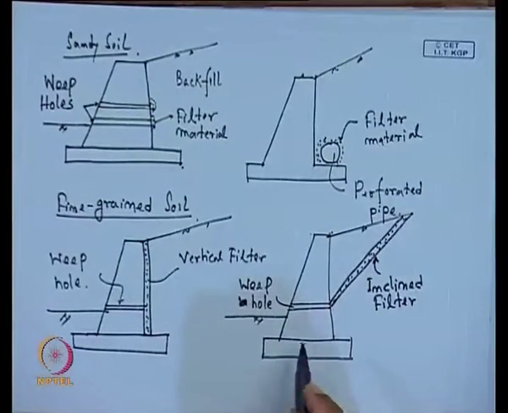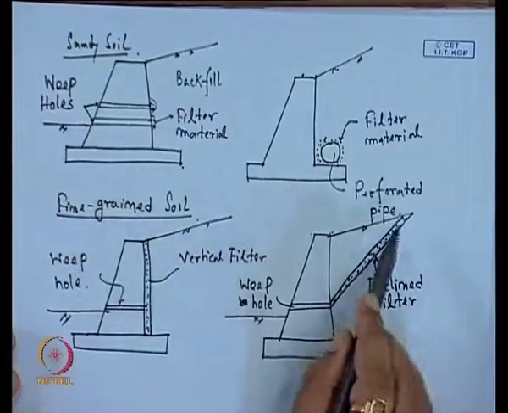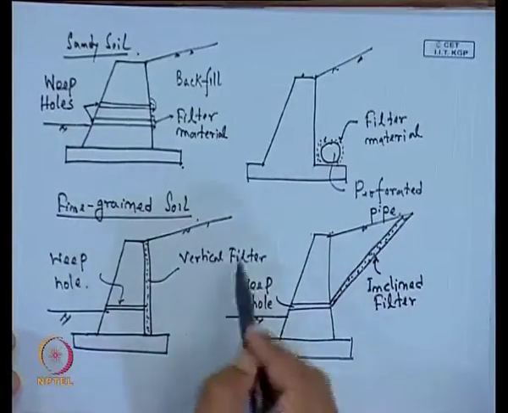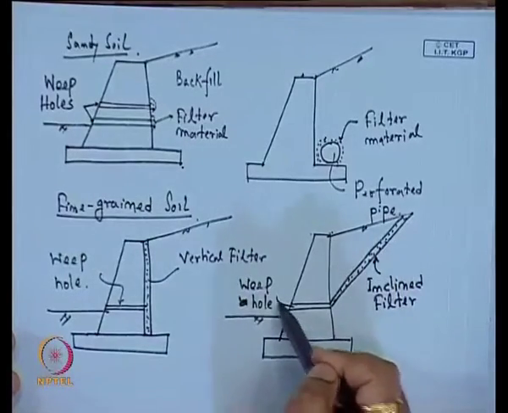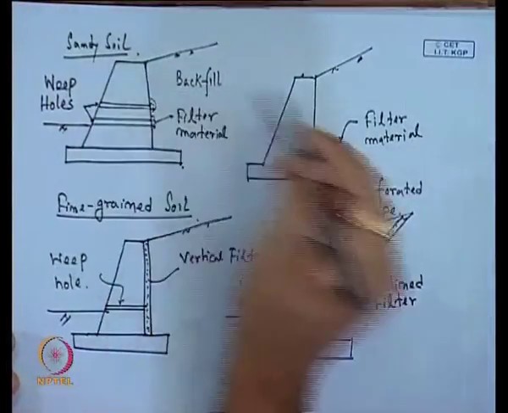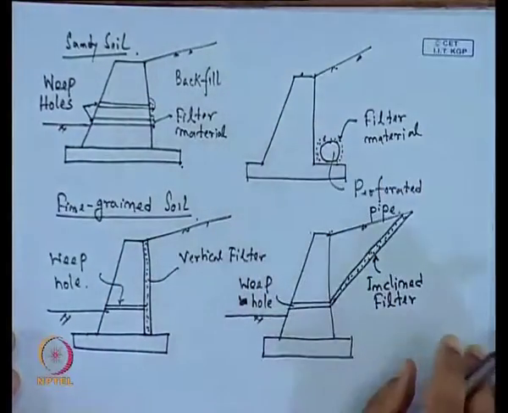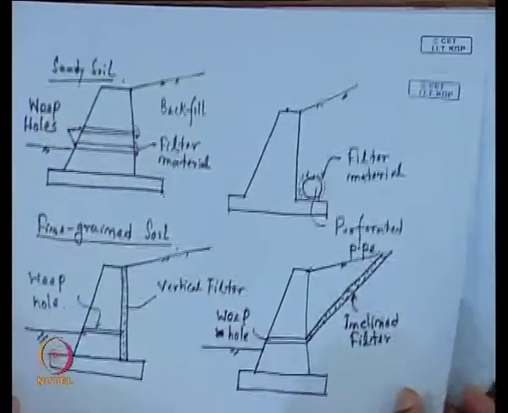In this way we can reduce the water pressure. This is for the fine grained soil, with the inclined or vertical filter, where the water is collected through the filter and passed through the weep holes. For the sandy material, we can provide the weep holes or the filter materials. This can be done for the retaining wall design.